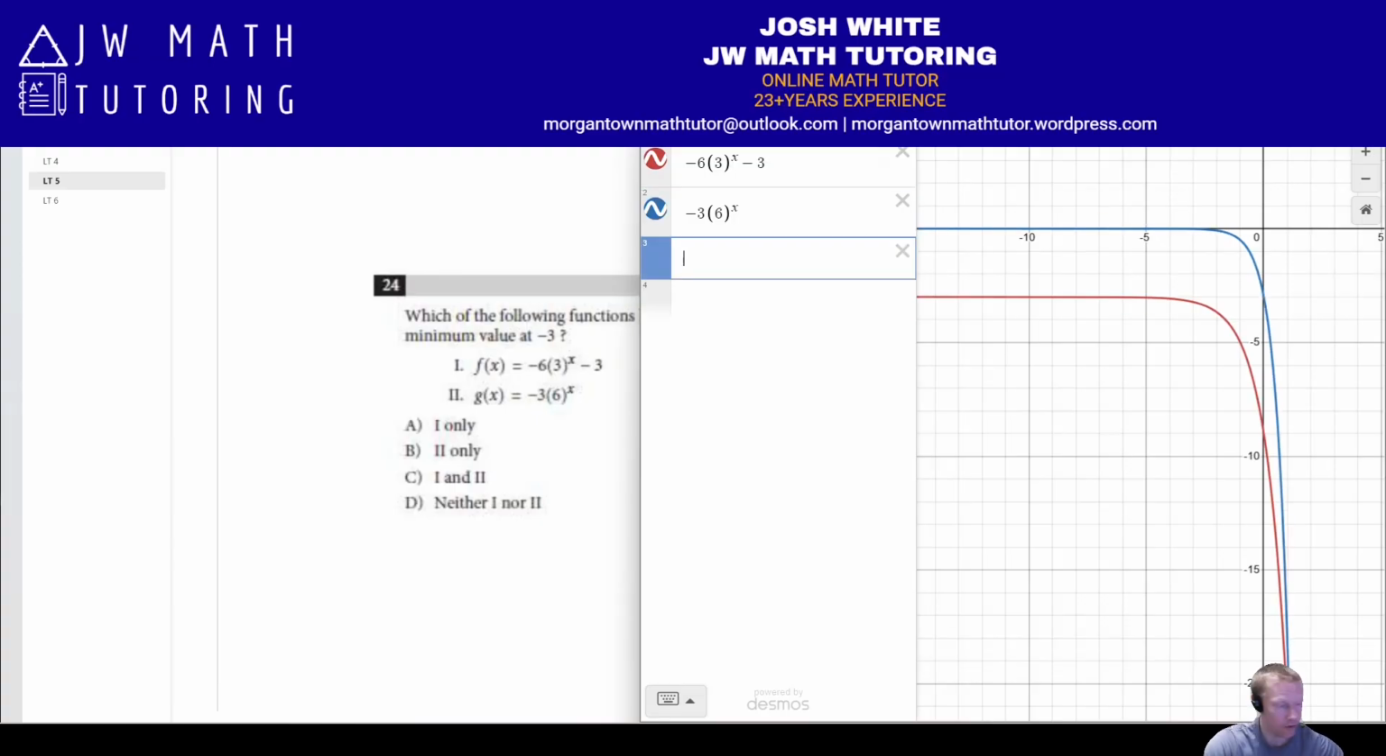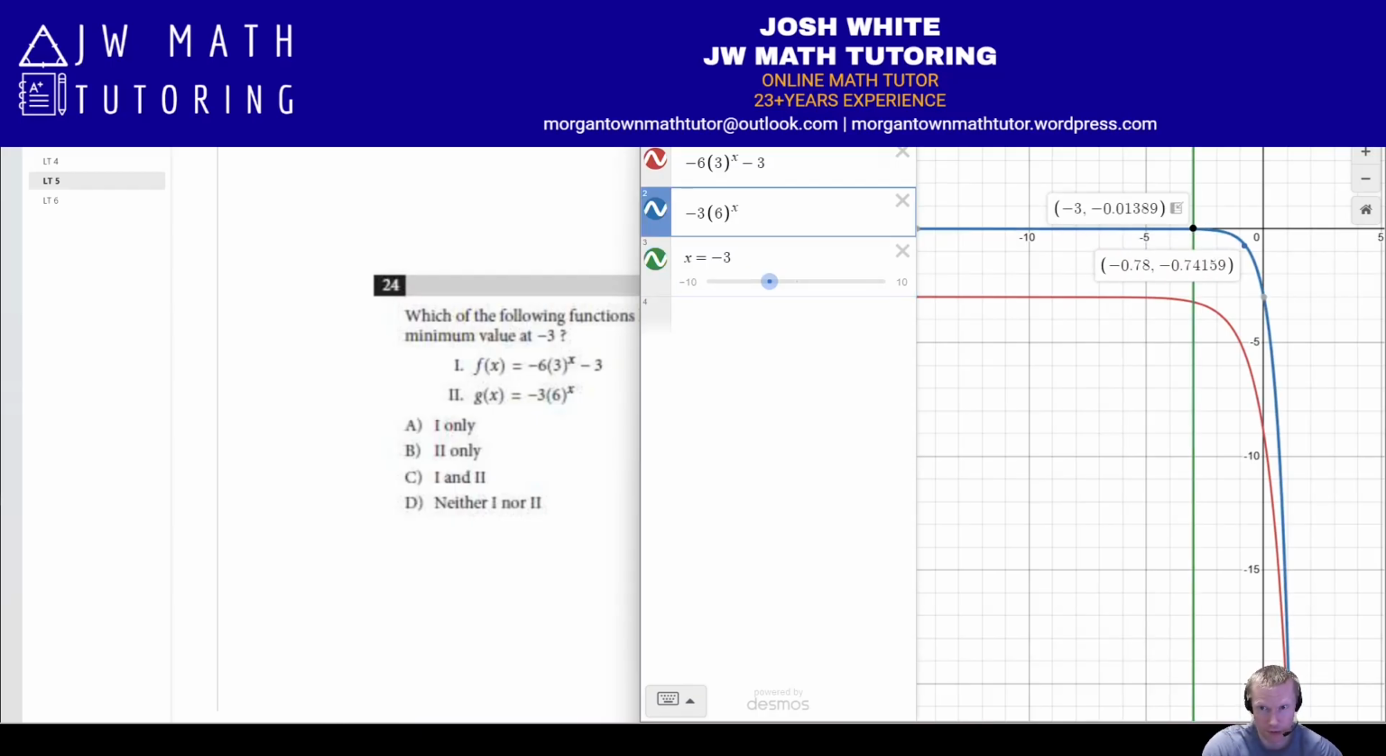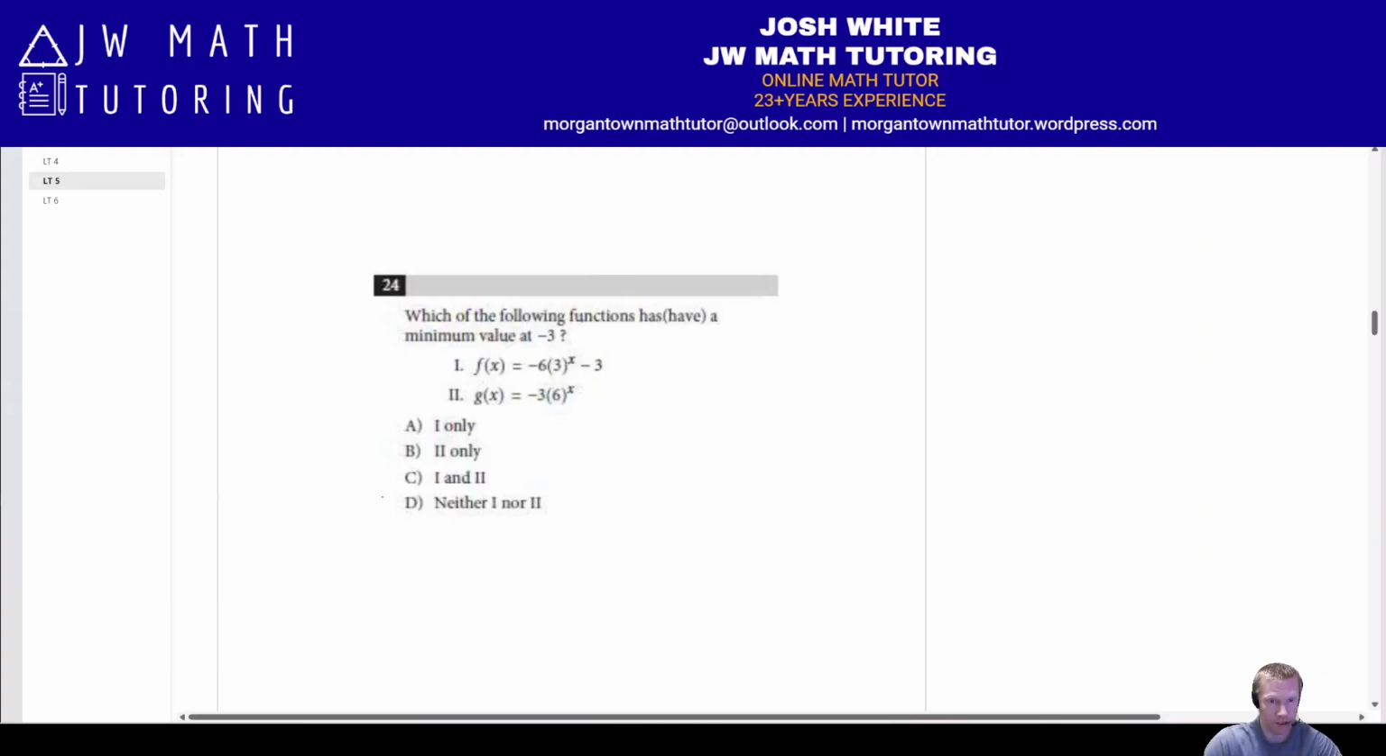Like if you just graph x equals -3, is this point the minimum value? No, there's much lower points, tracing all the way down here. Same thing with this function right here. Is this point the minimum value? No, obviously it keeps going down, so therefore there are other values that are lower. So the correct answer to this one is just going to be D. Neither of them have a minimum value at x equals -3.